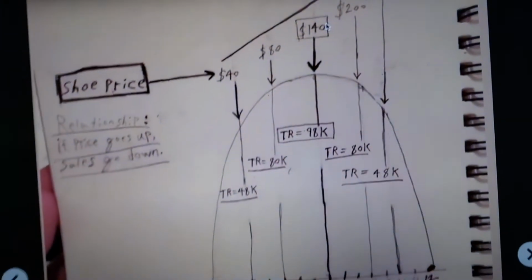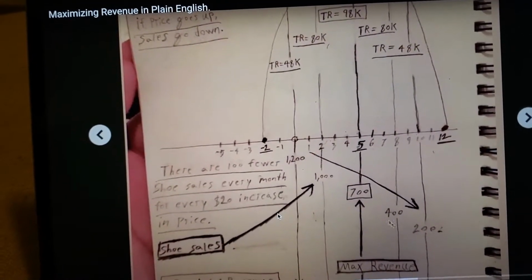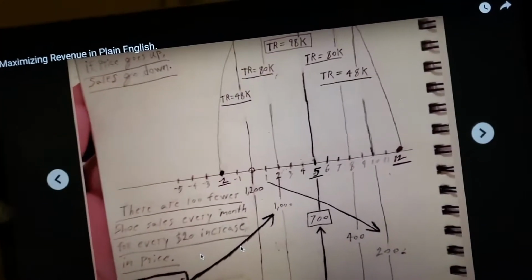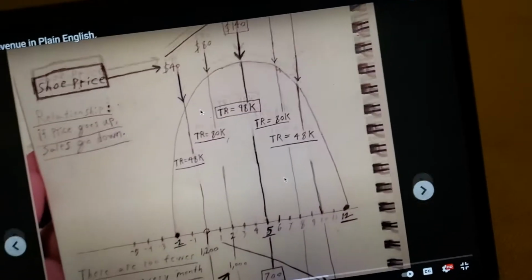If you go back to video 1, I really explained the basic logic behind this in a non-mathematical way, right? So you can see the demand and the price. The demand is going down as the price of the shoe goes up, okay? So with that said, let me go back to here.